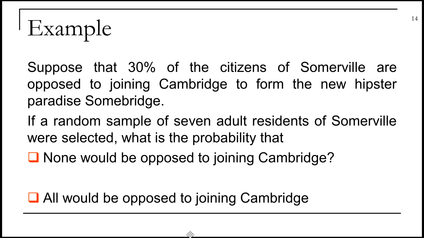So let's see. Suppose that 30% of the citizens of Somerville are opposed to joining Cambridge to form the new hipster paradise, Somerbridge. Somerville's the city right next to Cambridge. If a random sample of 7 adult residents of Somerville were selected, what's the probability that none would be opposed to joining Cambridge? So 0.3 is opposed, 0.7 is not opposed. That'd be 0.7 to the 7. All would be opposed. That'd be 0.3 to the 7. So very easy to find all successes and all failures.